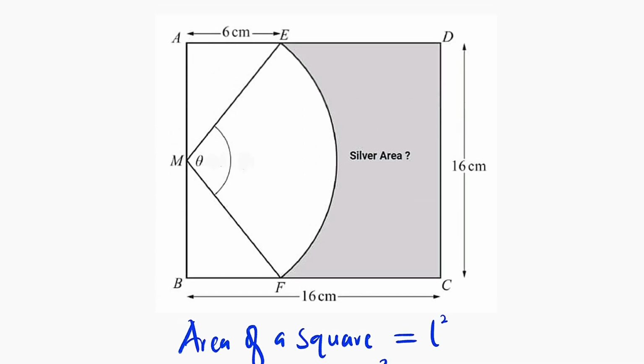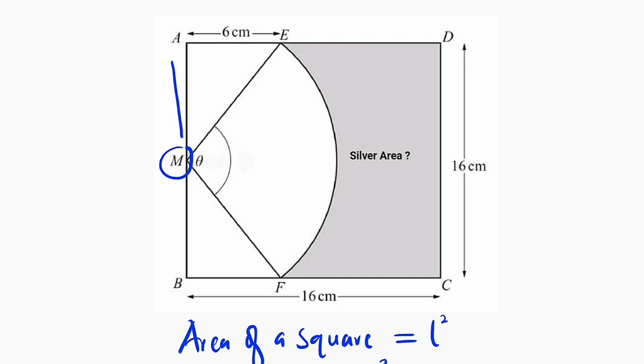Coming back here, we have a sector and we have two right angle triangles. First of all, let us find the area of the two right angle triangles. Then later on, we come back to the sector. Remember that the area of a triangle is given as half the base times the height. And the height is AM. And how can we obtain this AM? AM is just half of the length of this square, because M is a midpoint.